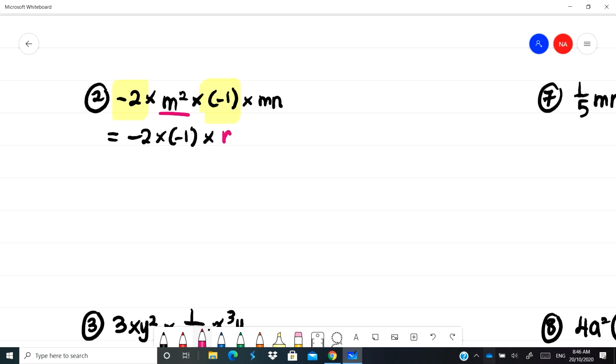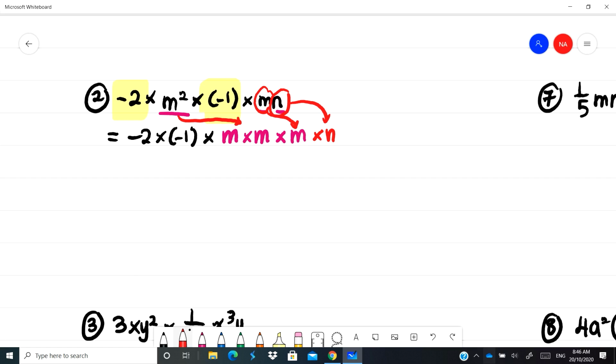So I'll have this. M square means m darab m. Next one I'll have m dengan n, meaning that m multiplied by n. So this is n yang ini, letak belakang sekali. And this is m yang ini. I'll just put here. And that m square is given by this m darab m.